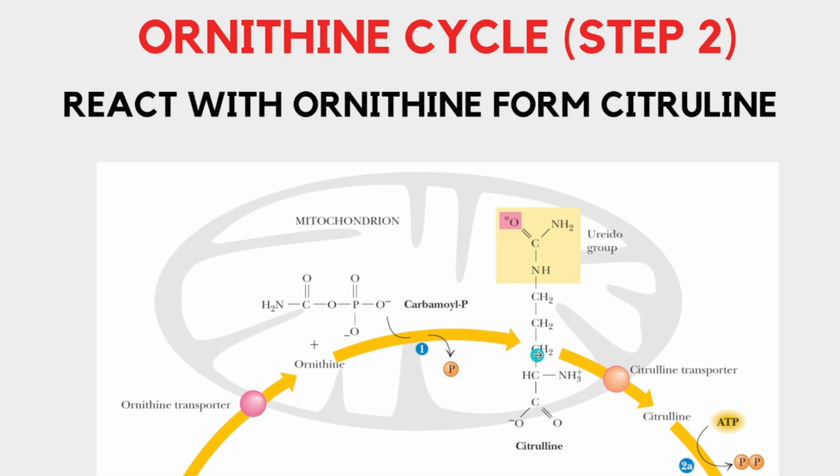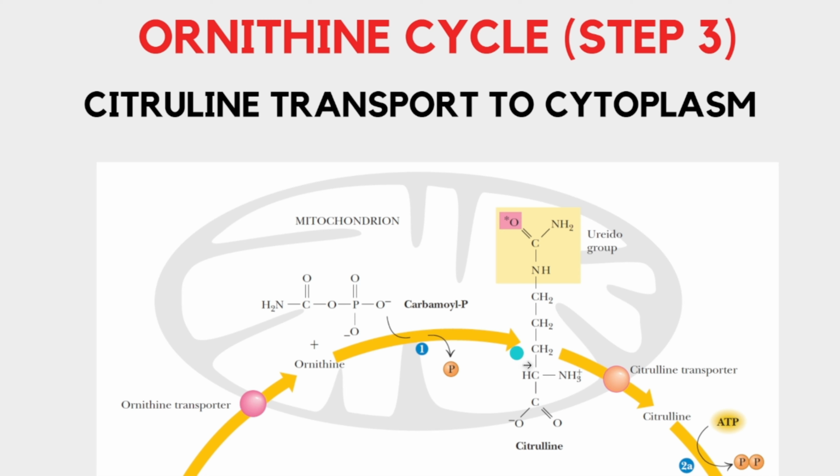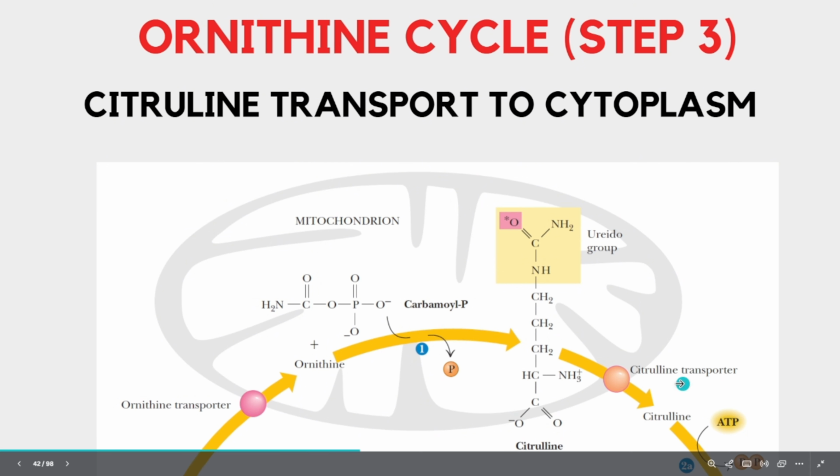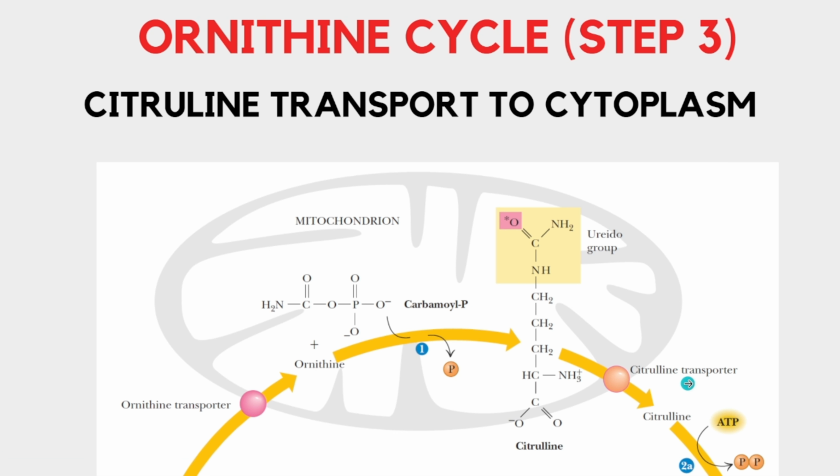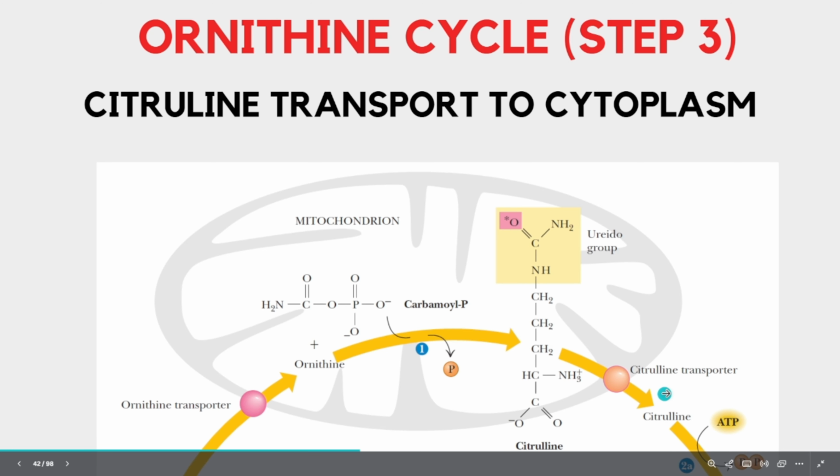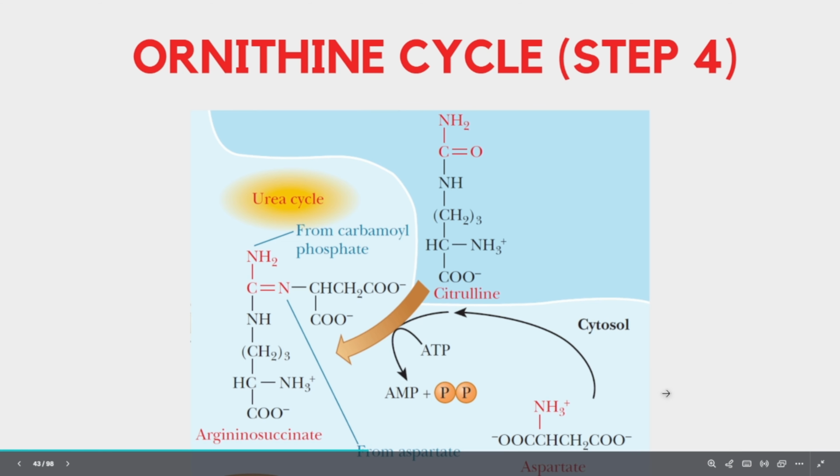So they form citrulline. This citrulline will diffuse to the cytoplasm through a protein we call the citrulline transporter, like a protein channel, a specific one that only allows citrulline to pass through. So the citrulline is now entering the cytoplasm of the liver cell.